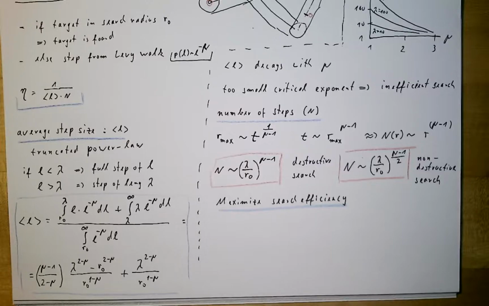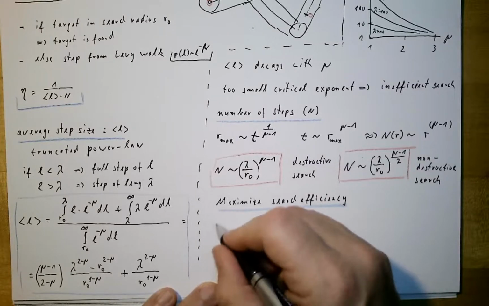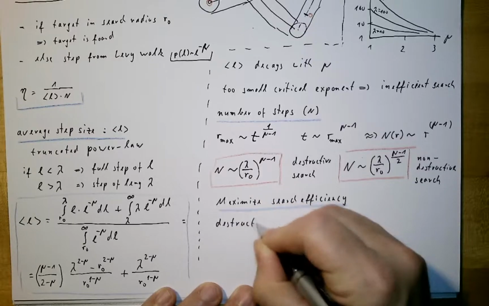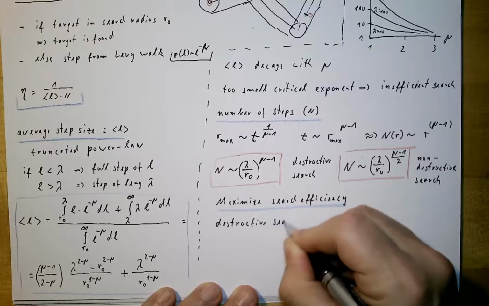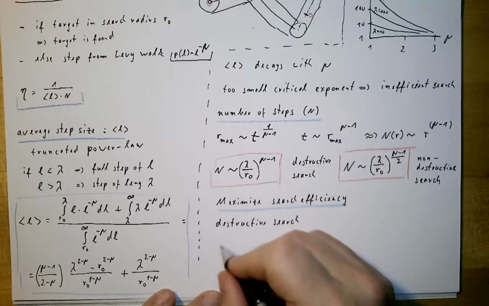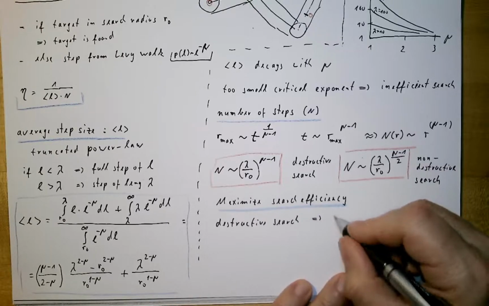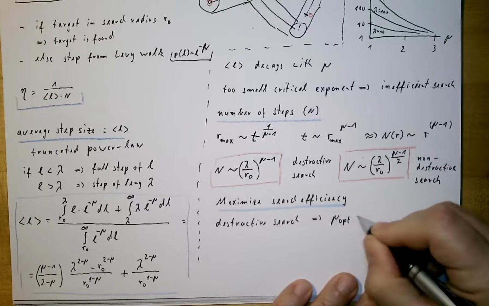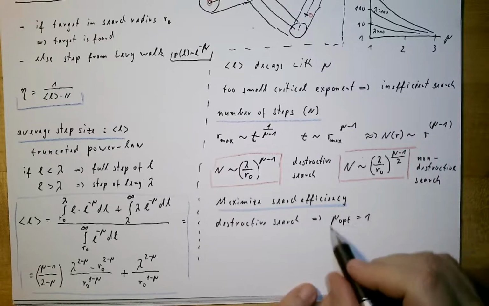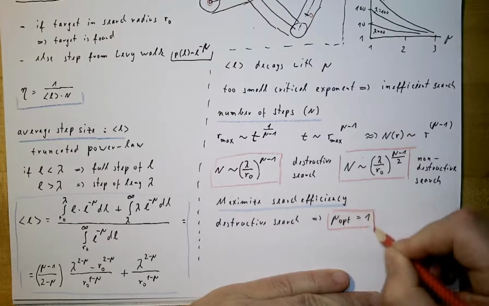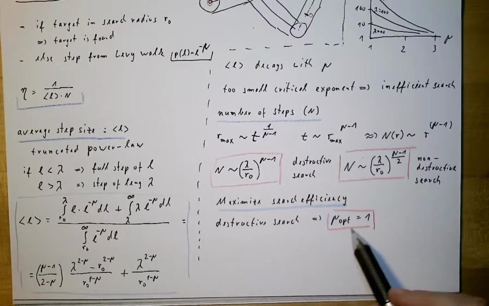And then it turns out, if we have destructive search, then the optimal value is mu equals 1, so the smallest possible exponent, and that's basically the idea we had before.